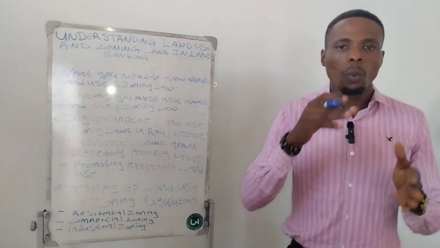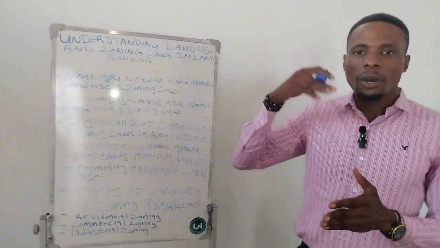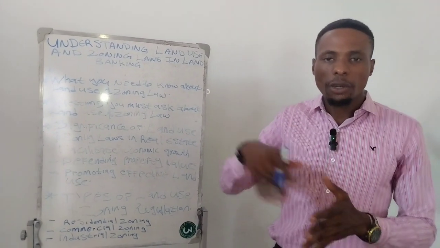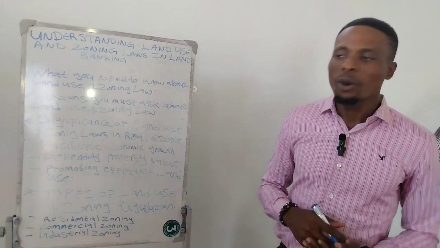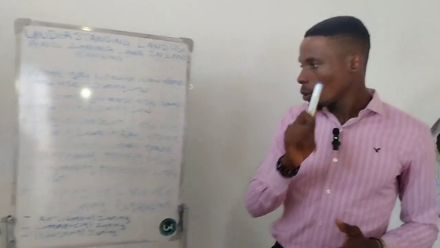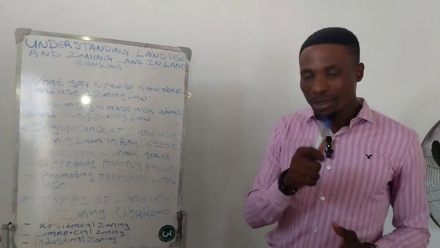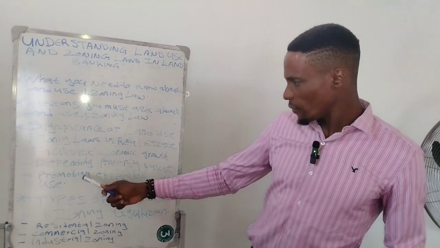The same thing applies when you site an agricultural activity, an agricultural business in a residential building, you're actually defeating the aim of that area. So that is one of the important significances of the zoning laws and land use. And then the final significance is what?